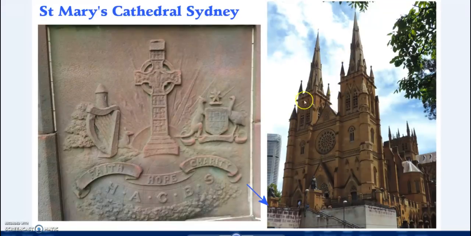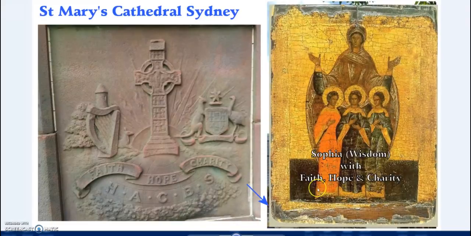So this is St. Mary's Cathedral here in Sydney, and just there on the outside we see this relief, faith, hope and charity. Now in the various paintings and iconography, we see faith, hope and charity, but with Sophia or wisdom. Sophia is wisdom.